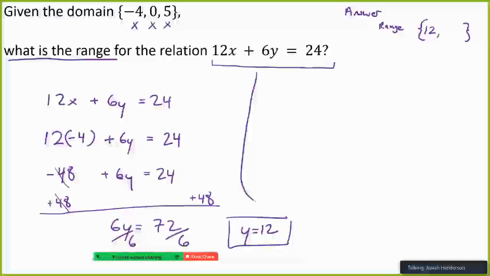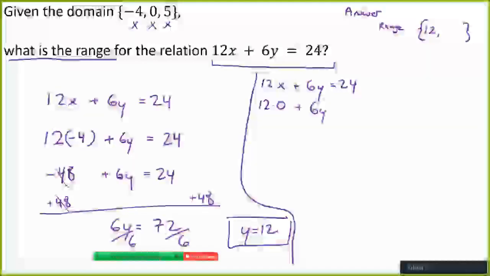So I'm going to draw a line here. And we're going to do the whole thing again, but plugging in 0. So we plug in 0 for x. And this is kind of nice because, remember, there's another math rule: 0 times anything is always 0. So 0 times 12, we can just cross that out. It all became a 0. So we're left with 6y equals 24.